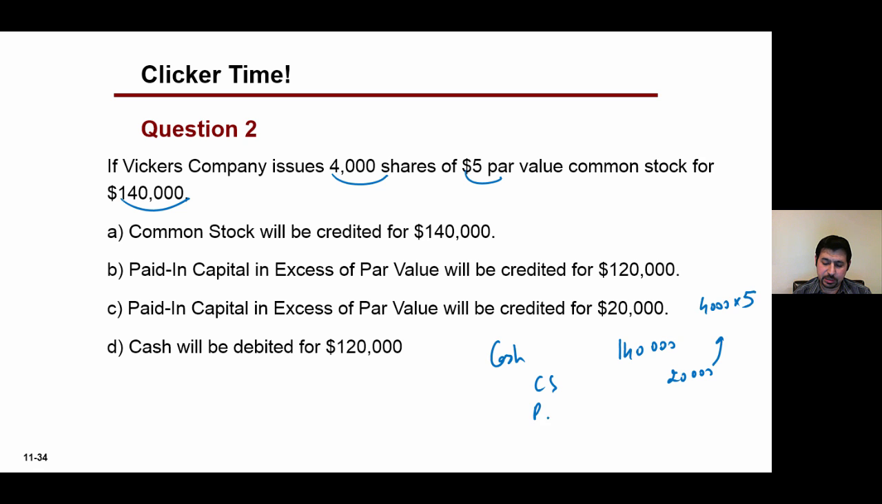And the difference between the two will be paid in capital in excess of par. It would be 120,000. So let's see which one is the correct answer. The correct answer will be B. Paid in capital in excess of par value will be credited for 120,000.